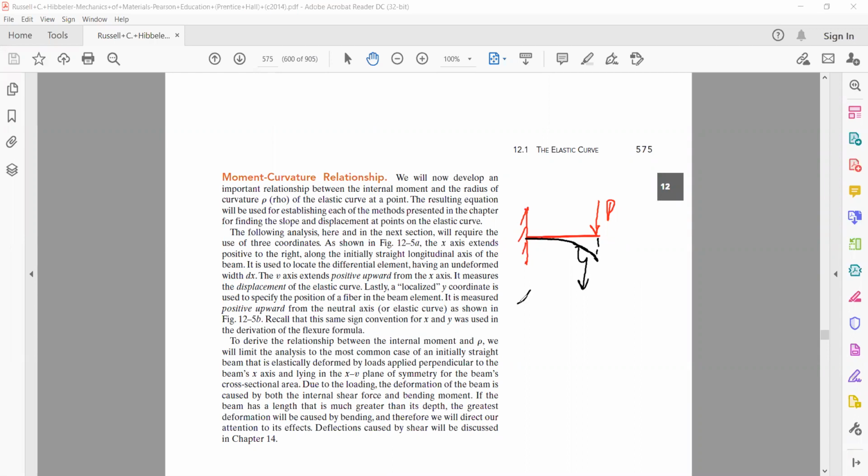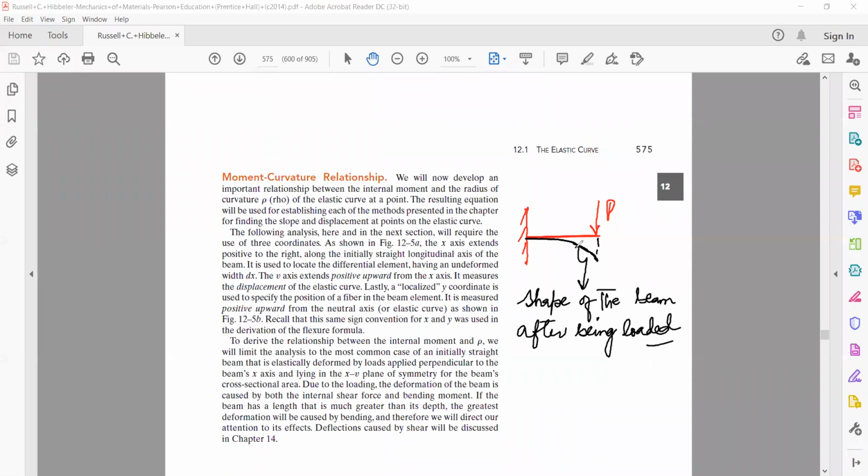This is the shape of the beam after being loaded. Once the beam is loaded, what will be the shape of the beam?